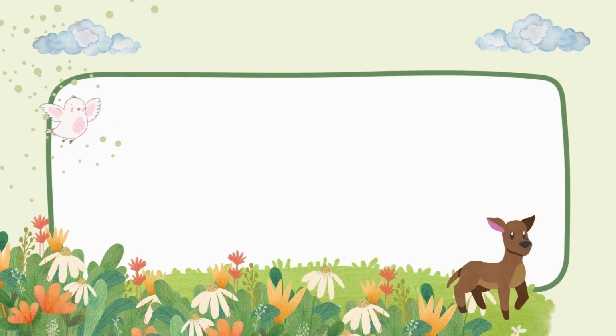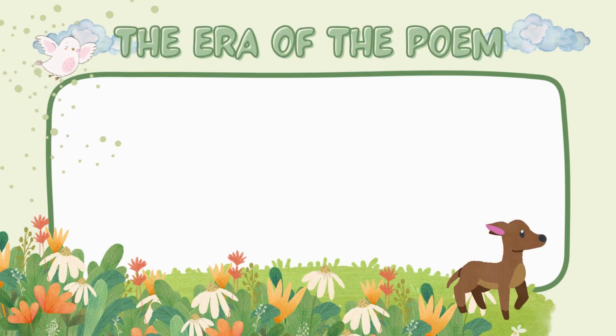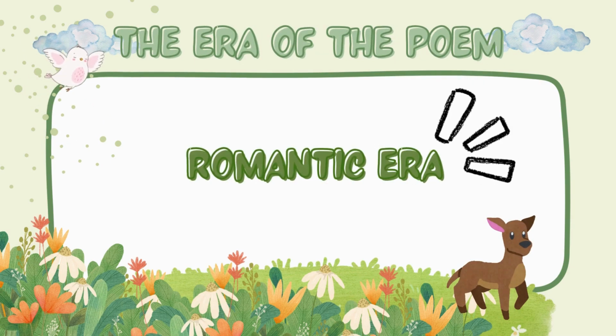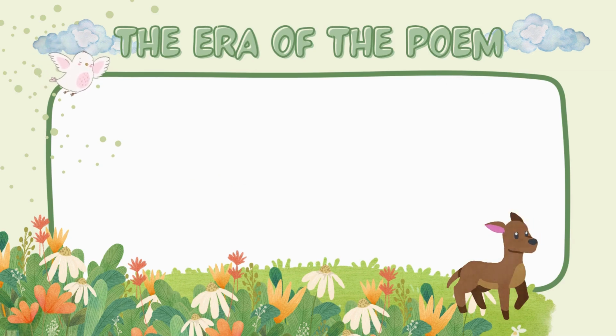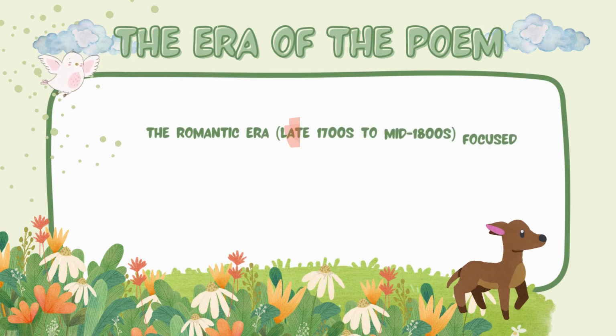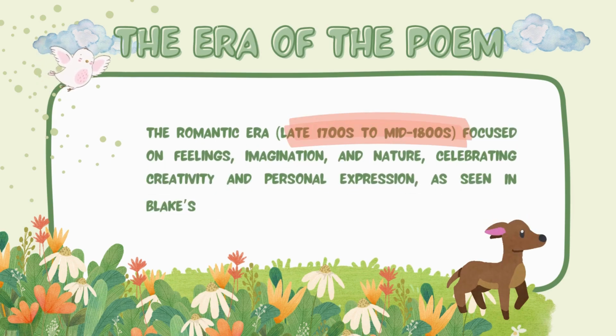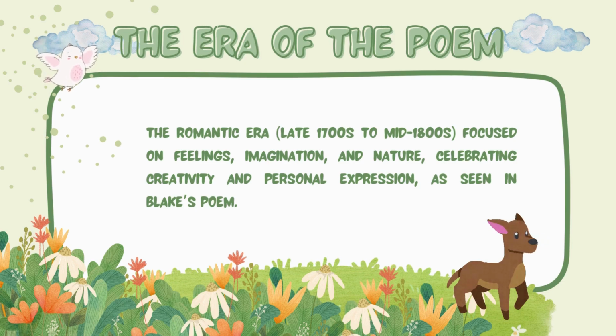And now that we have explored the meaning of A Poison Tree, let's step back and look at the era it comes from. It's the Romantic era, and how its unique characteristics shape the poem. The Romantic era, from the late 1700s to the mid-1800s, was a time when writers focused on feelings, imagination, and nature instead of following strict rules. It was all about being creative and expressing personal ideas, which we can see in Blake's poems.